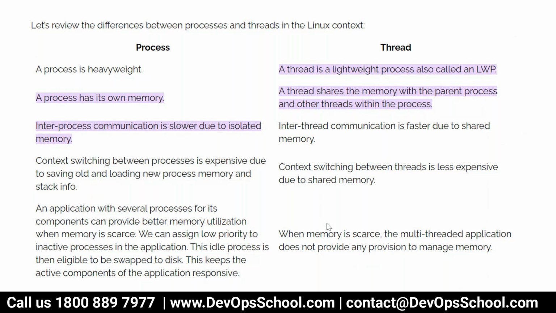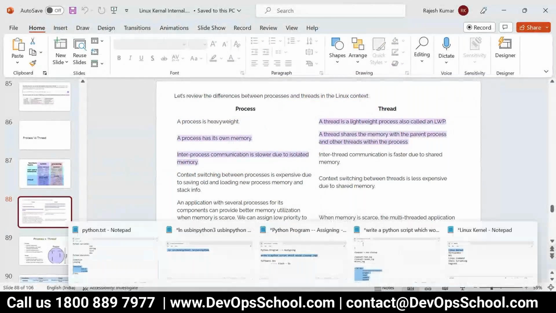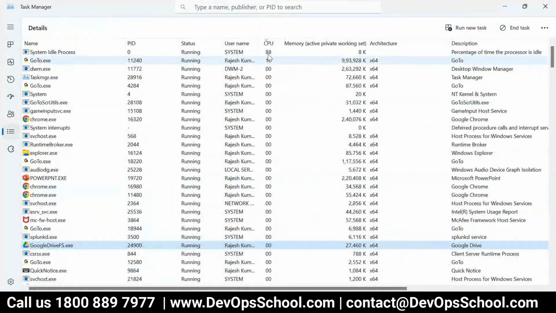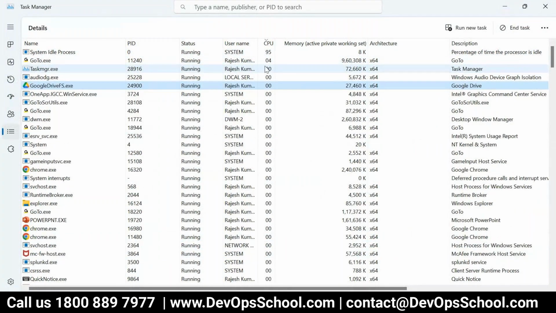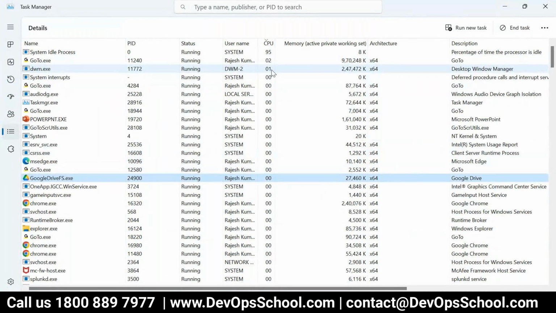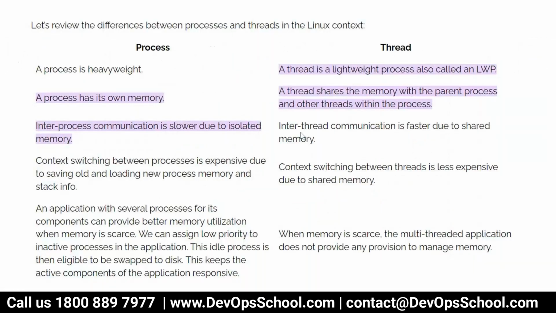Context switching between processes is expensive due to saving the old and loading the new process memory and stack info. What happens here? You see, this is called context switching. Look at the CPU, context switching is happening. Because of that, before switching you have to save the older registers and all, and then switch to the other one. So that is a little costlier compared to threads. Context switching between threads is less expensive due to shared memory and so on.